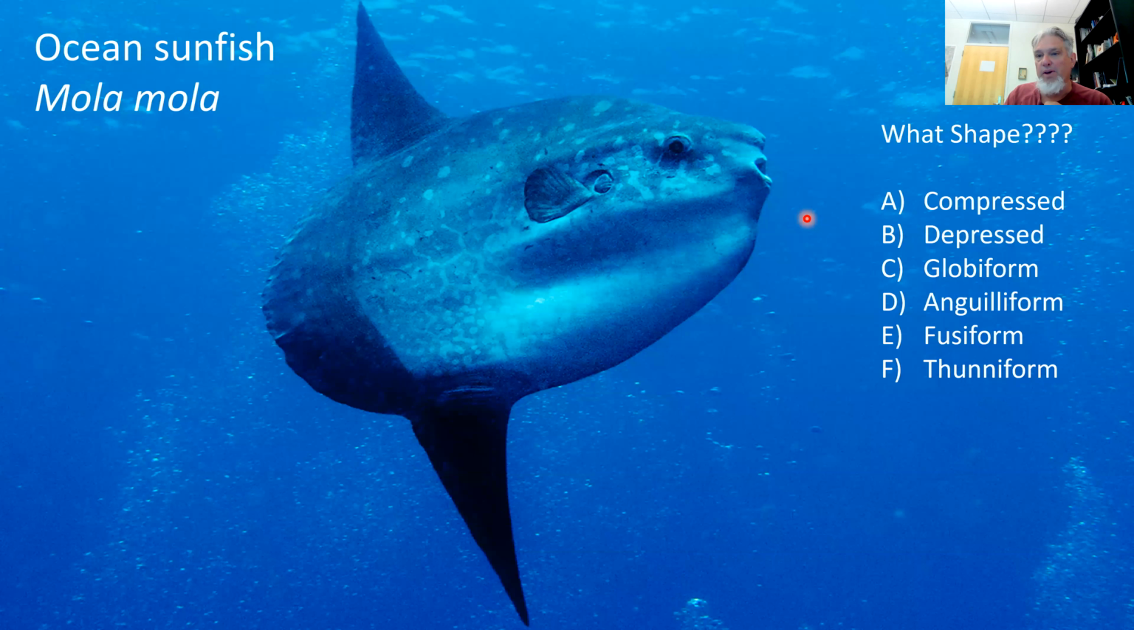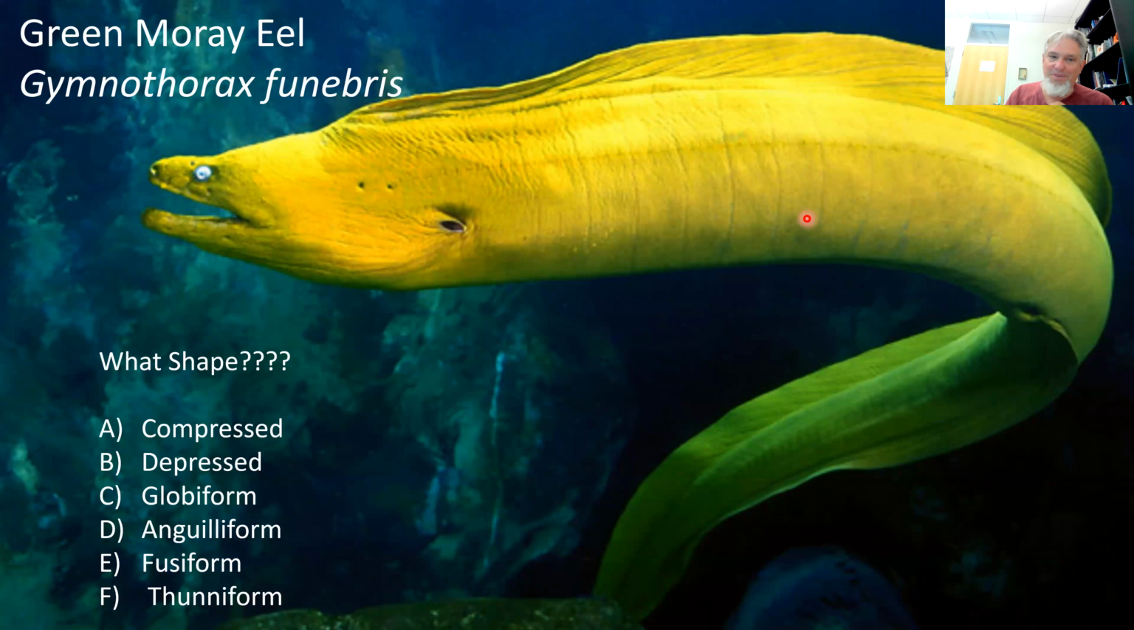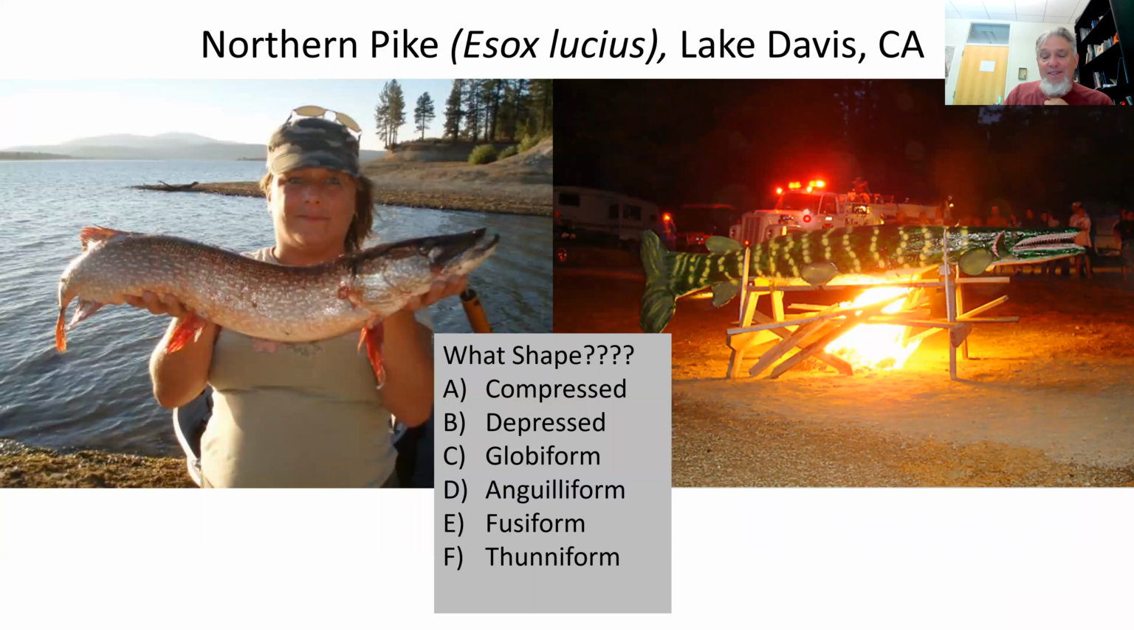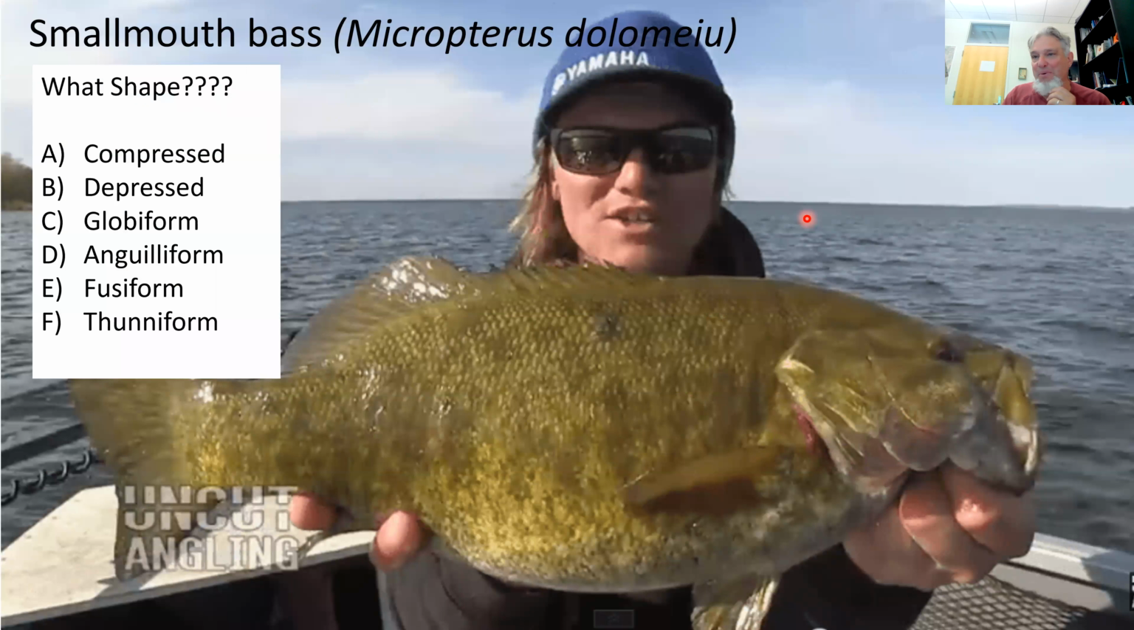And so we go through a quick quiz. What's the shape? Well, this is compressed. What's the shape? This is anguilliform. Shape here, you could argue whether it was compressed or globiform, but I think we decided it was globiform. In this case, this is a northern gar, it's fusiform. And there's a gar being burned in effigy. I don't know why. I'll tell you why later.